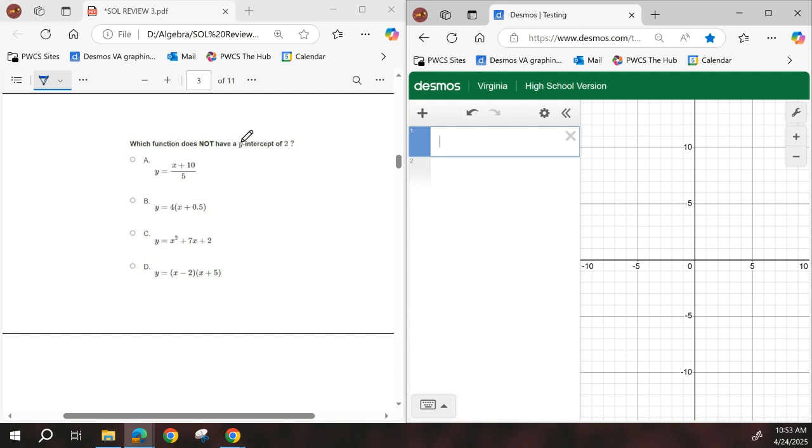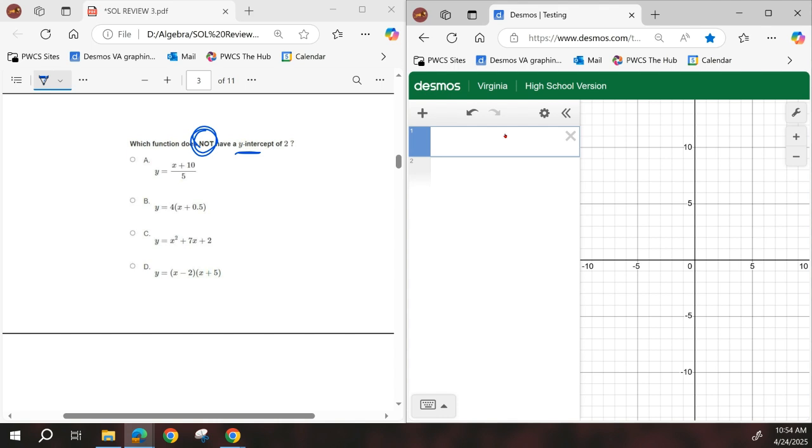We're looking for y-intercepts in this one. It's important to pay attention and read the directions. Make sure you know what you're trying to answer, know what you are looking for. Here we're looking for which functions do not have a y-intercept of 2. So while you're going through the test, it might be a good idea to use the drawing tools that you have or highlighting to highlight the word not. Make sure you know you're looking for the ones that do not have a y-intercept of 2. And this time we're looking for the place where they cross this vertical y-axis.